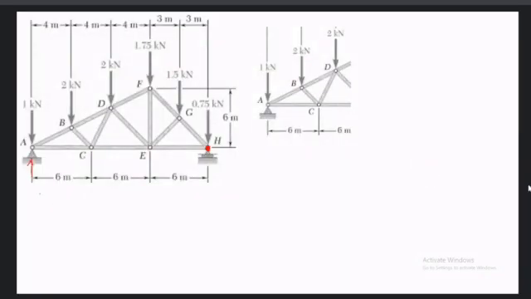Anyway, summation of moments at H is equal to 0. So you have 1 times 18 plus 2 times, ilan to? 14. Tama ba? 14. Ito, no? 4, 4, 3, 3. So that's 18. I mean 14. And then plus 2 times 10 plus 1.75 times 6 plus 1.5 times 3. And then minus AY. Puro pala negative to, no?